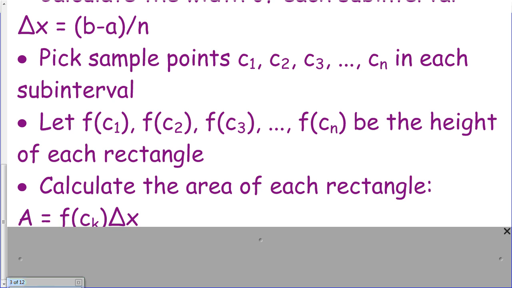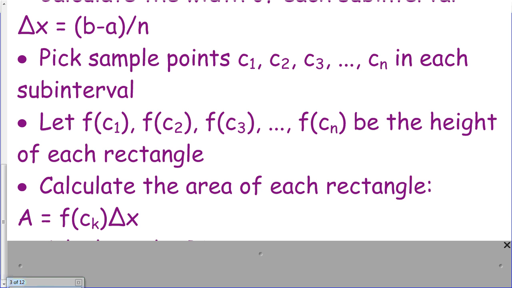And now the question is, can we find the area of each rectangle? Well, I know the area of a rectangle is base times height. And the base of each rectangle I know is the delta x. So the delta x is representing my base here. And the height is the points that I just plotted. And those were the f at c sub 1, c sub 2, and so forth. So we'll call those f at c sub k values, where k, of course, goes from 1 to n. So the area of each rectangle can be calculated by taking f at c sub k and multiplying it by delta x.